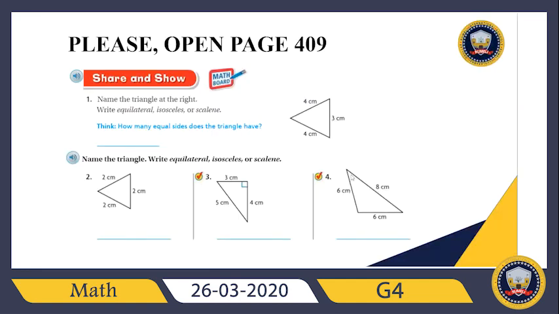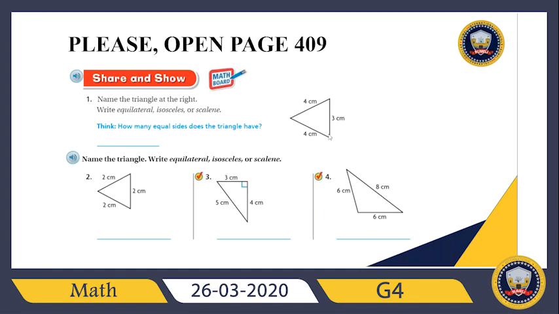After this quick revision, let's check your book. Right now, please open page 410. It says name the triangle at the right: equilateral, isosceles, or scalene. How many equal sides does a triangle have?